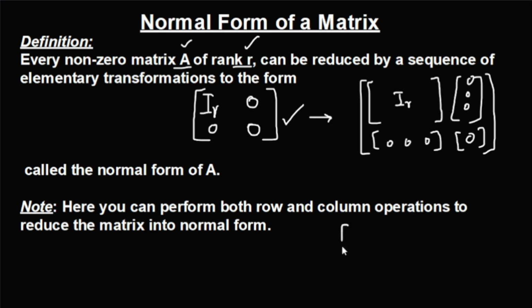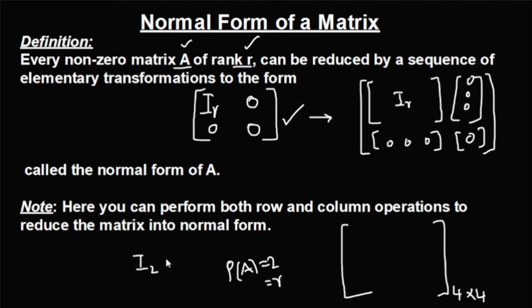If A is a 4 by 4 matrix, and the rank of A, suppose it is 2, which is R, then you will get I2 0, 0, 0. Because R is equal to 2, it is I2. So you will get an identity matrix here, 1, 0, 0, 1, and 0, 0, because it is a 4 by 4 matrix. The remaining all will become 0.